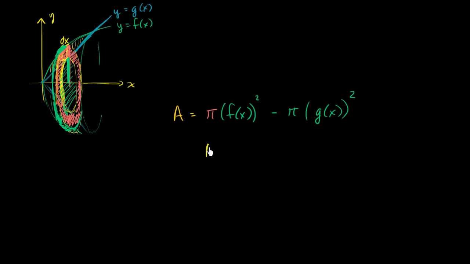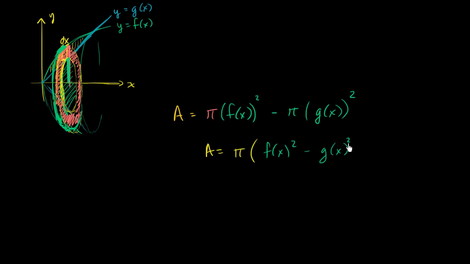We could say the area is equal to, if we factor out a pi, f of x squared minus g of x squared. And then if we want the volume, let me put that in that same yellow.